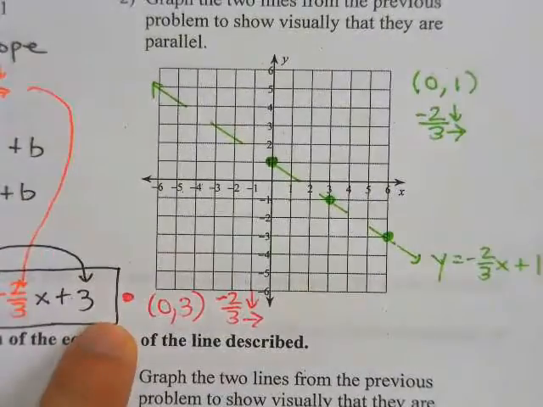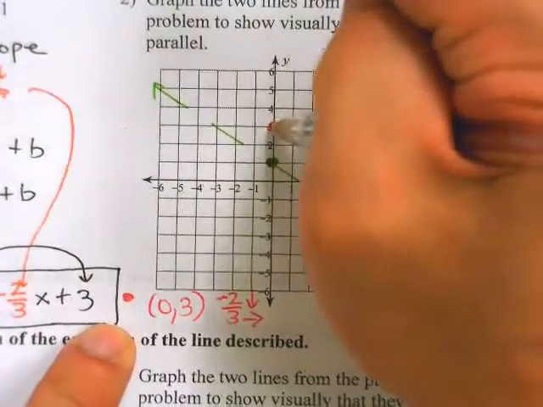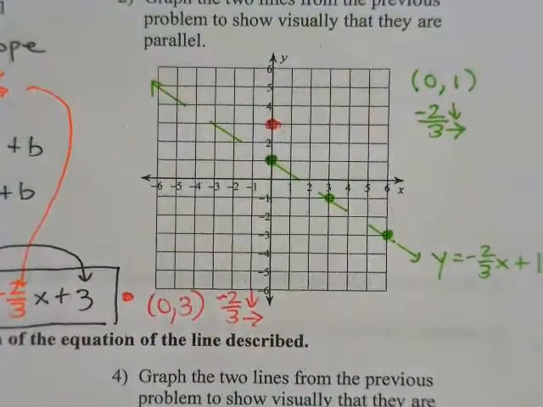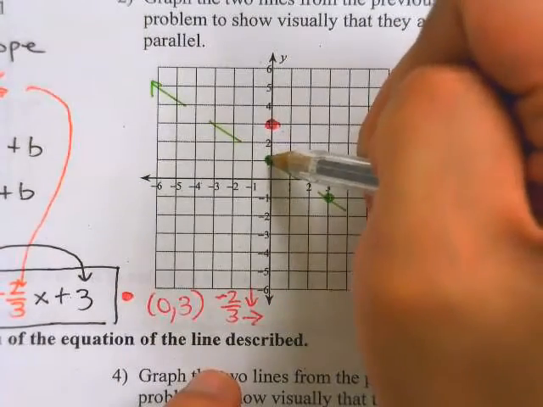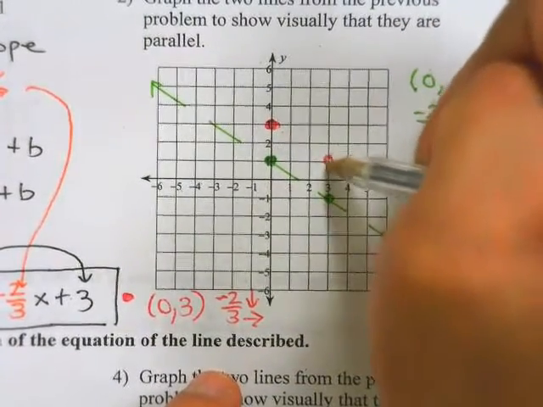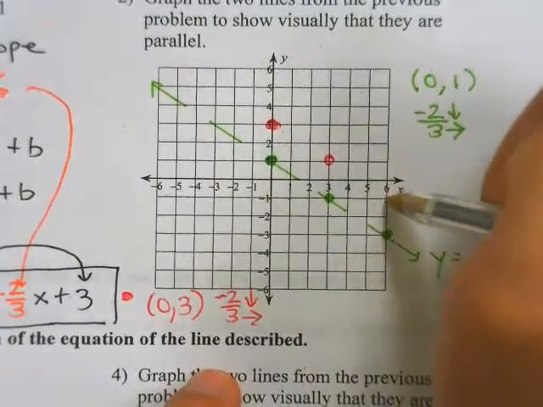So let's go ahead and start at 0, 3, which is here. Always start on your y-axis. That's why it's called y-intercept. 2 down, 3 to the right.